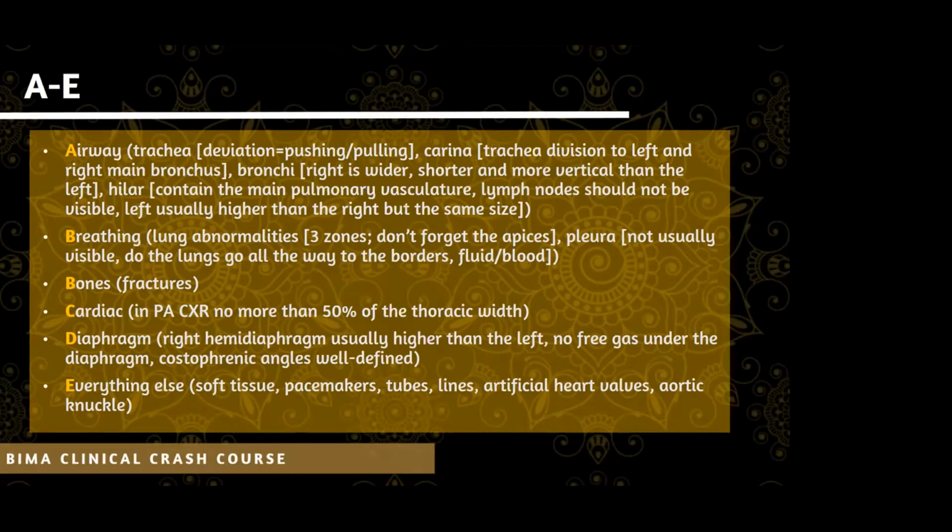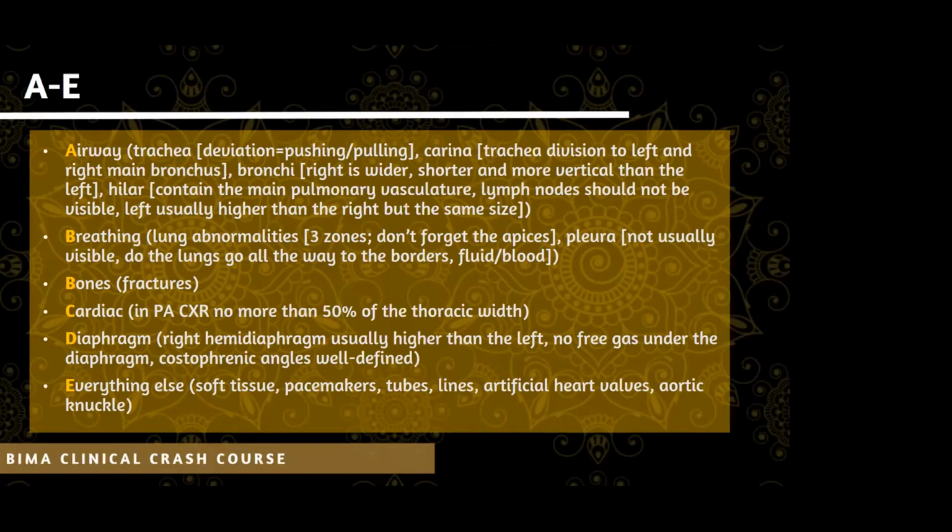And then take a look at your heart. So that's where your C comes in. Again, you can't comment on the size of the heart in an AP x-ray, but in a PA x-ray, your heart should be no more than 50% of the width of the thorax. And then your diaphragm. Again, your right hemidiaphragm is usually higher than the left, but under neither diaphragm should there be free gas. If there is, think of something like an abdominal perforation. Often when you're concerned about intestinal perforation, obviously try and get an abdominal x-ray, but also get an erect chest x-ray. The free gas goes up, gets trapped under the diaphragm, and you can see it, and therefore deal with it.